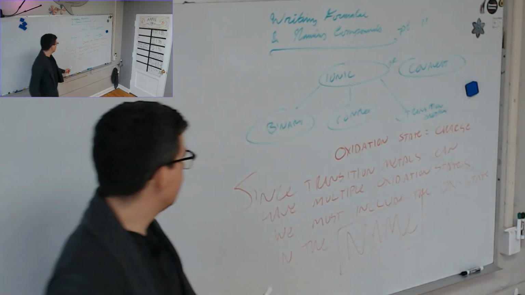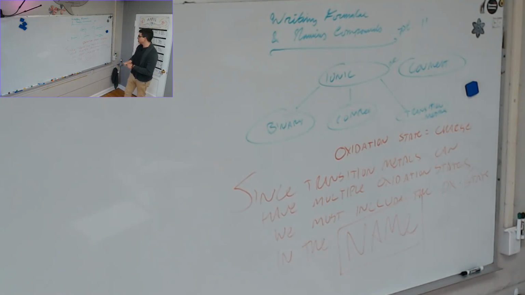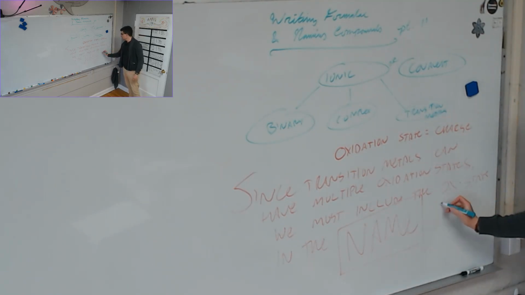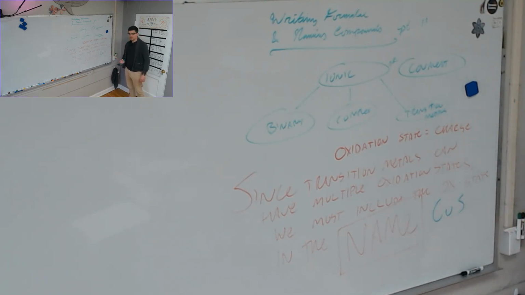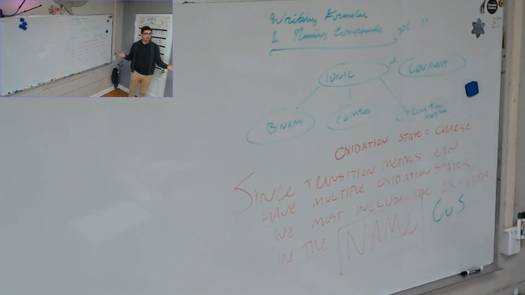Okay, since transition metals can have multiple oxidation states, we must include the oxidation state in the name. So, look at this one. Give me an example. Hey, what's this guy? Boy, you guys are really freshmen. Thank you, Fate. Fate is also a freshman, but he is a blacksmith and metallurgist, so he knows that this is copper. So copper sulfide. Good. Hey, that's pretty good.